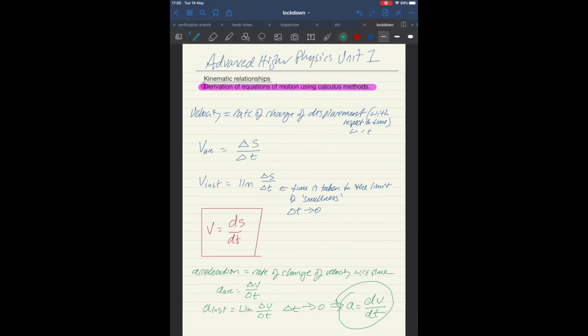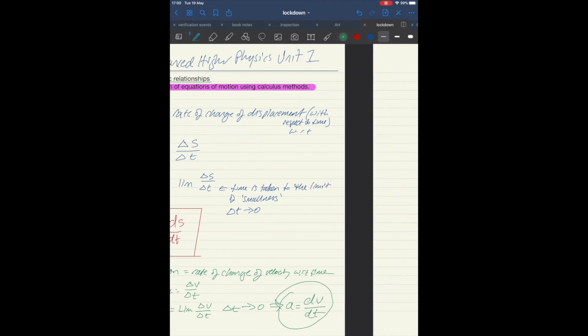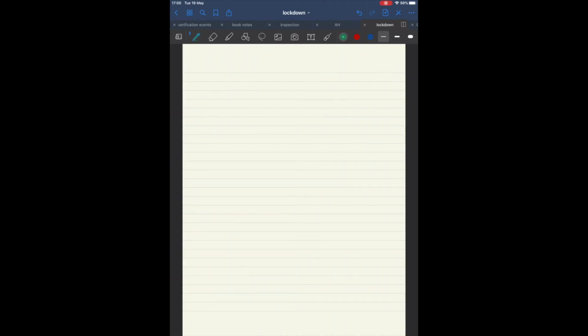If you look back, this is the derivation of equations of motion using calculus methods. So first thing is derivation 1: v equals u plus at. So when I try and get to v equals u plus at using calculus, and not the higher method, I don't know if you remember the higher method, it's a different method, this.